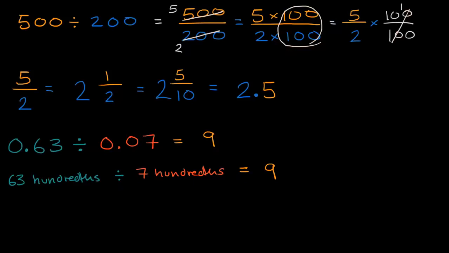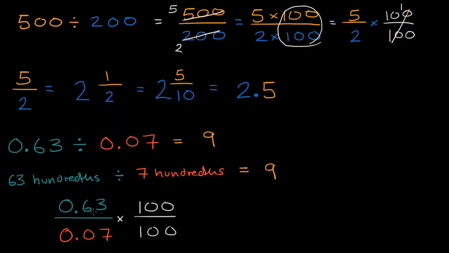Another way to think about it is we can express this as a fraction. So in the numerator you have 0.63, and in the denominator you have 0.07. And if the decimals are bothering us, we can multiply both the numerator and the denominator by the same value to get rid of the decimals. So let's multiply the numerator by 100 and also multiply the denominator by 100. This doesn't change the value of the expression because multiplying by 100 over 100 is just the same thing as multiplying by 1.